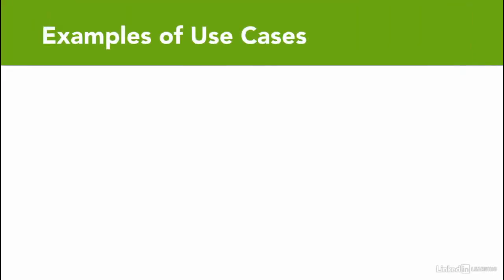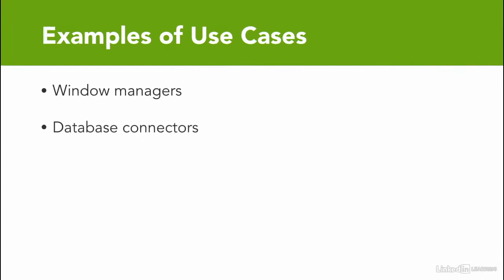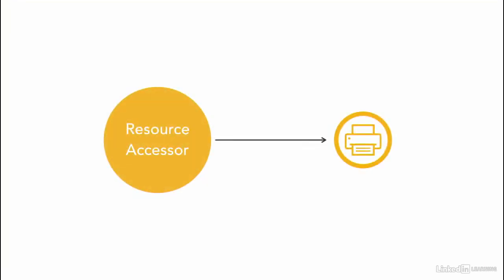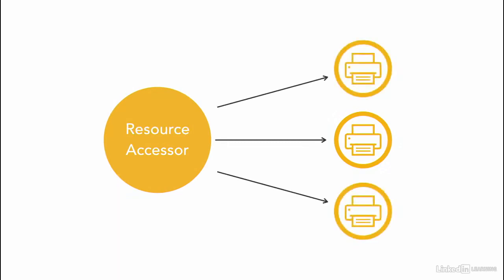Some typical examples include window managers, database connectors, file managers, user interface dialogues, and resource accessors and spoolers. Say, for example, that you have a class that controls access to a resource like a printer. You might have multiple printers, but you would want to make absolutely sure that only one instance of the class that controls access to them could be created.